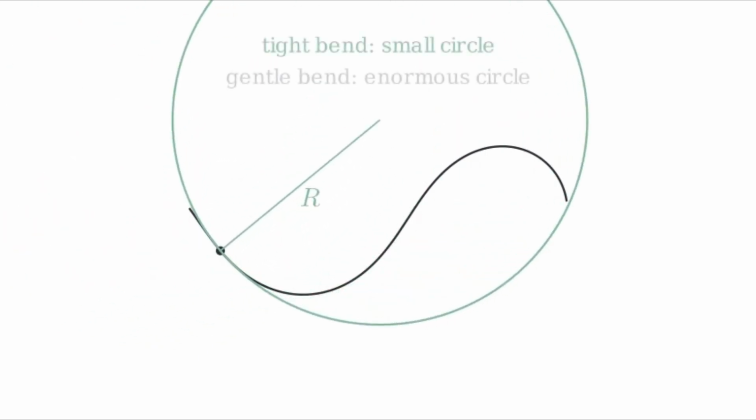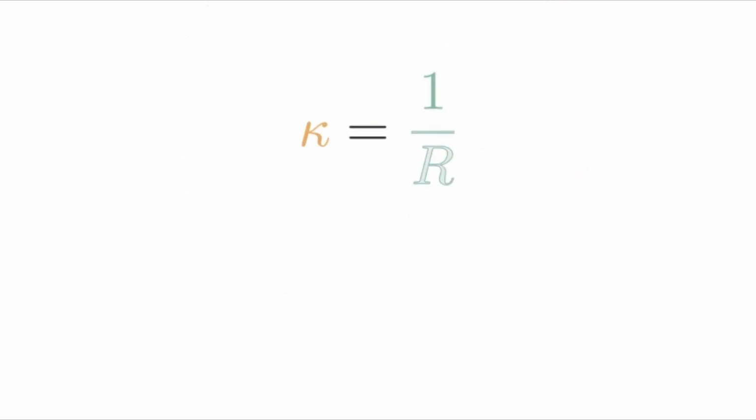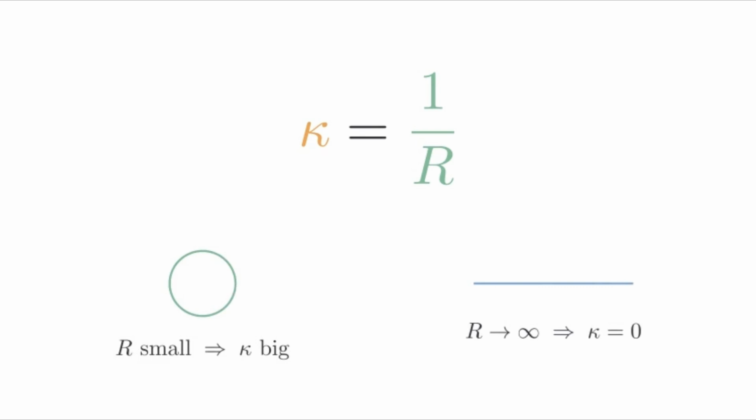But that's backwards. Big circle, gentle curve. So flip it. 1 over the radius. A straight line is a circle of infinite radius. 1 over infinity is 0. No curvature. Exactly right.